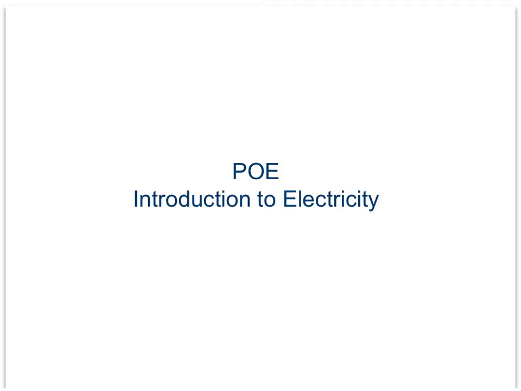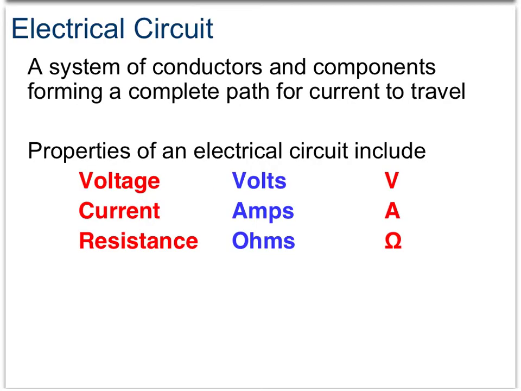Introduction to electricity. Electrical circuits. This is a system of conductors and components forming a complete path for current to travel. There are different properties of an electrical circuit. One of those is voltage, another is current, another is resistance. Voltage is measured in volts, current is measured in amps, and resistance is measured in ohms.